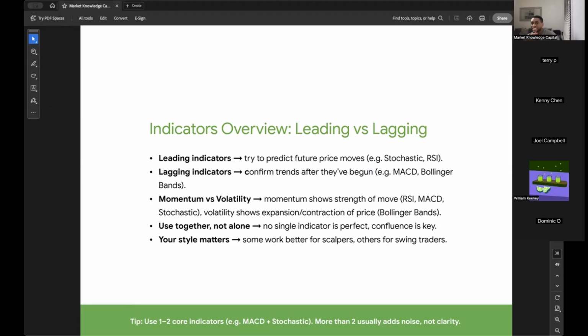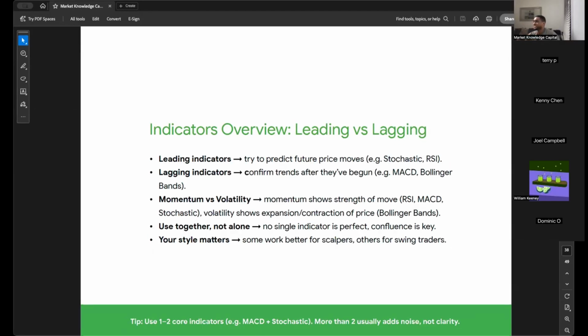Now, if we look at a lagging indicator, what is a lagging indicator? A lagging indicator is basically the opposite of a leading one. What the lagging indicator does is confirm the trend after it has begun. So what I'm going to show you very shortly is the MACD and the Bollinger Band, which I personally use. You don't need to use this.